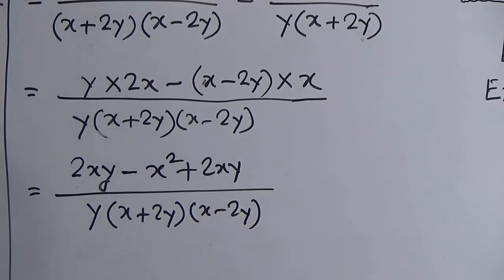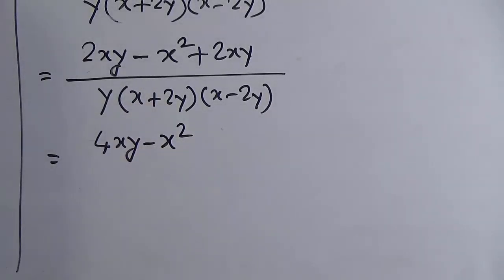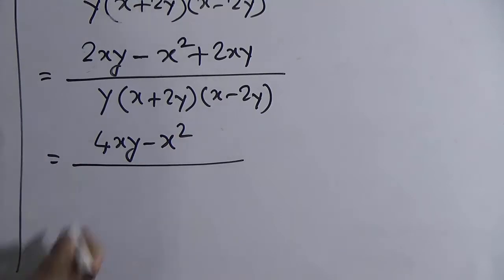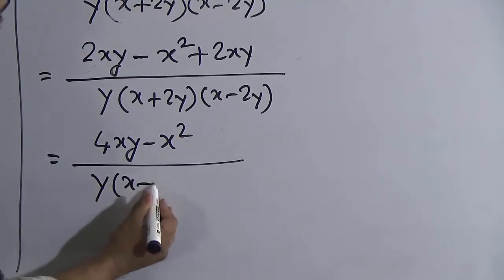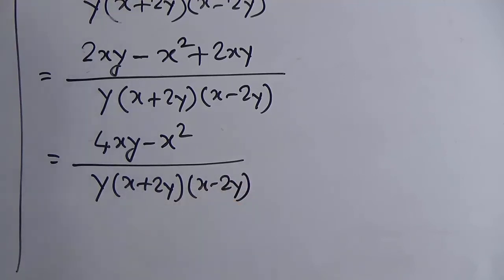Okay. Now very simple, my dear students. Now what can we do? We can do twice xy and twice xy. It will be 4xy minus x square as our numerator, and our denominator will be y into (x plus twice y) into (x minus twice y). This is our answer.